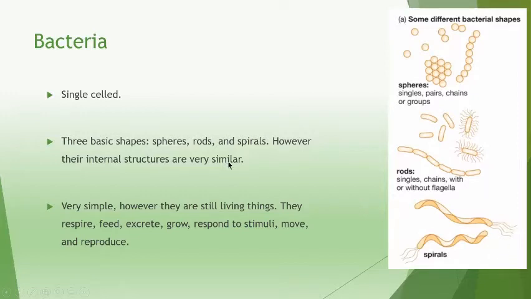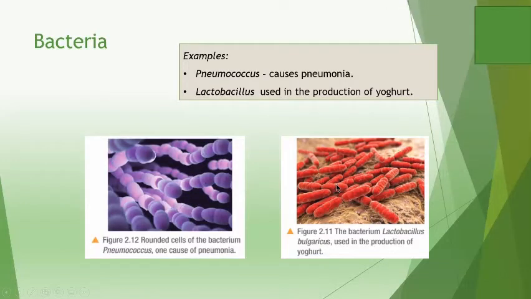However, their internal structures are very similar, whichever bacterial shape they have. Their insides are similar. Alright, very simple. However, they are still living things. They respire, feed, excrete, grow, respond to stimuli, move, and reproduce. So they are part of MRS GREN, which we saw in a previous video as well in my Double Award Science Biology playlist.